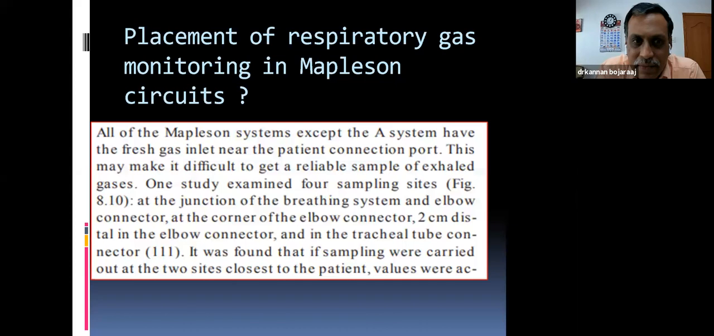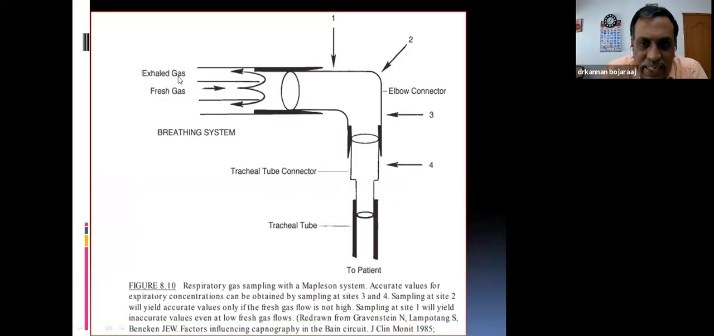In all of the Mapleson systems except A, the fresh gas inlet is near the patient's connection port. So this makes it difficult to get a reliable sample of exhaled gases. Near the patient end we have this fresh gas flow, and there is an alteration in the exhaled gases. So what is the site? These are the sites. Number one site is where the exhaled gases and fresh gas flow come through, which I have shown earlier in this picture.